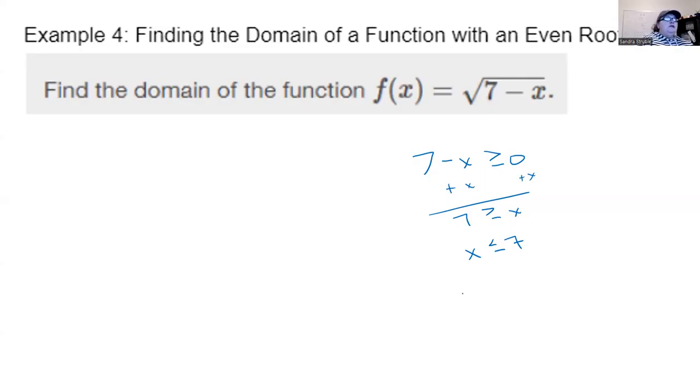So what does this look like on my number chart? We've got 7, we've got 0, 7 is included, all right, and x is less than, so it's everything this way. So from negative infinity to 7, and 7 is included, so it gets a bracket, okay? And that's what you're going to want to do for your radicals, that's a square root.